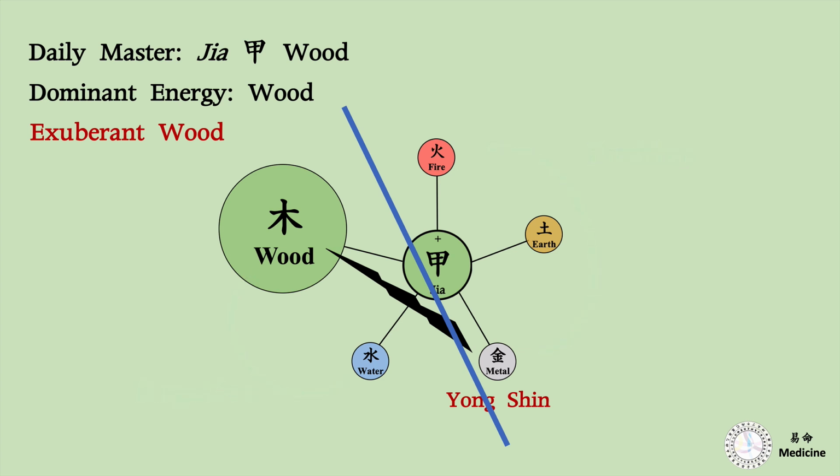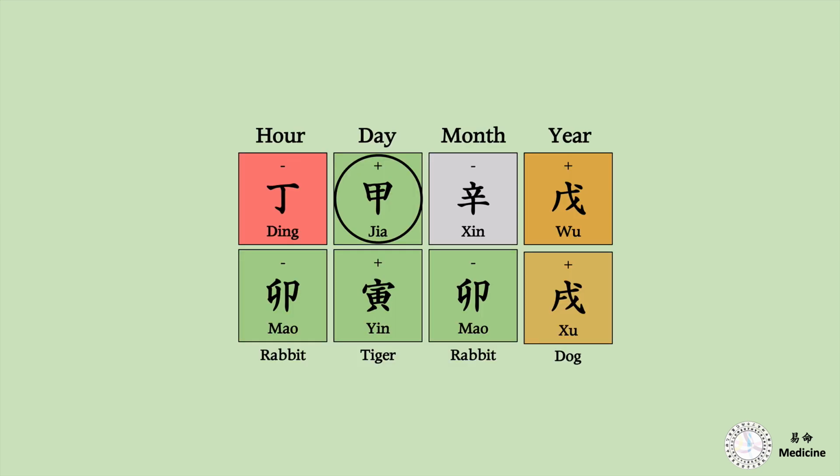Here, fire can be a little tricky because fire controls metal, which is Yong Shin of this chart. So we have to look carefully at whether fire is helping this chart by draining strong wood, or fire is disturbing this metal's responsibility. For example, let's get back to the chart. This was a good fire because it drains the energy of strong wood. And the metal on the monthly stem, which is Yong Shin, is not damaged and has some support by earth.